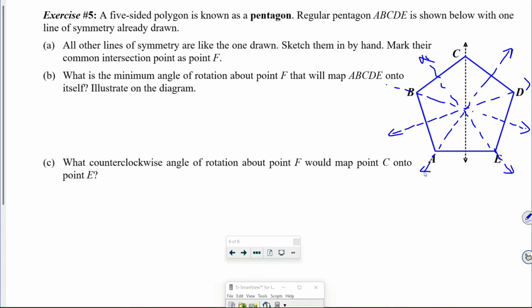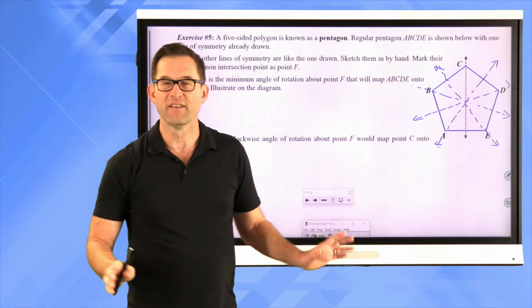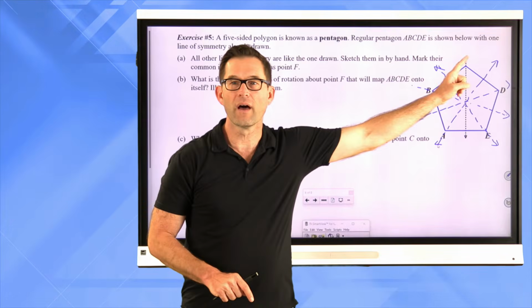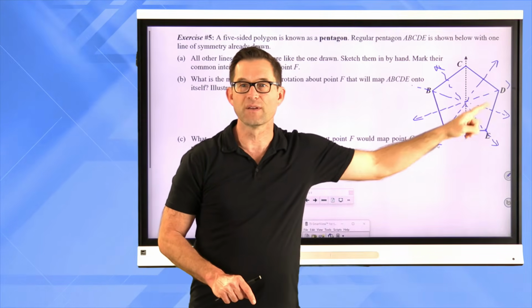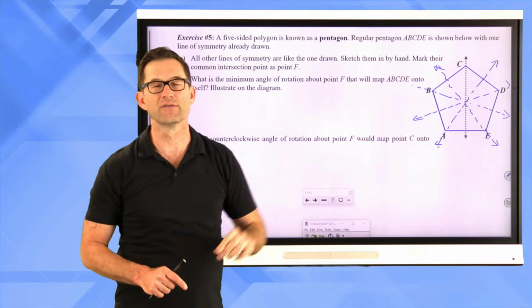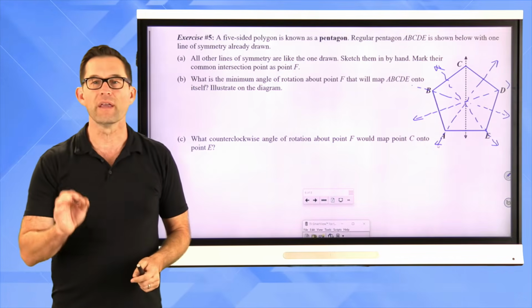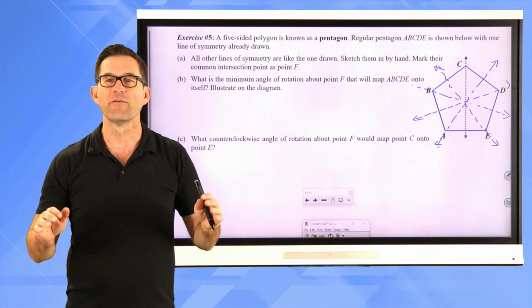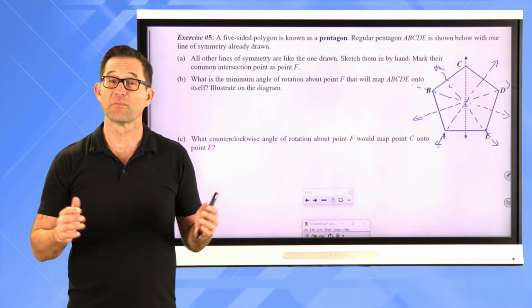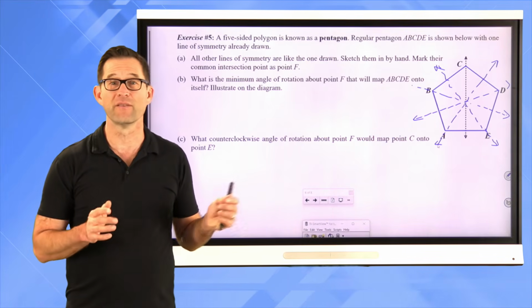All right, great. So again, not surprisingly, right? 1 line of symmetry, 2 lines of symmetry, 3, 4, 5, right? There's a line of symmetry for each vertex. So there are 5 lines of symmetry, not surprisingly, for a 5-sided figure.